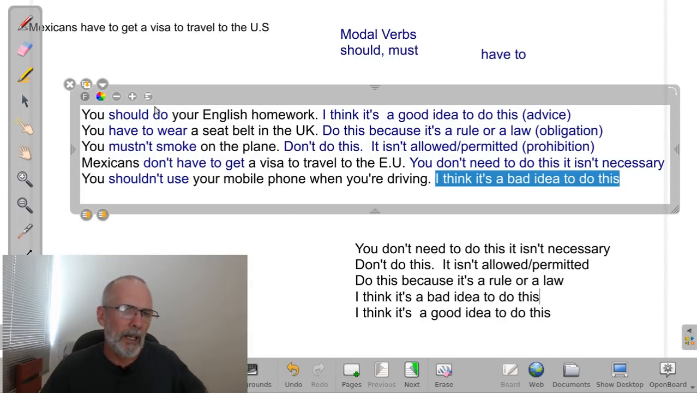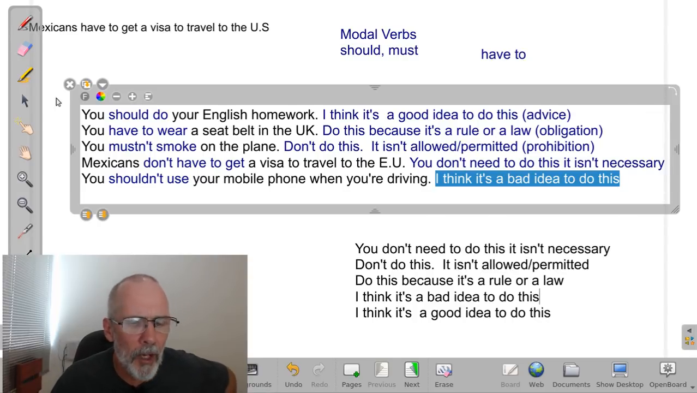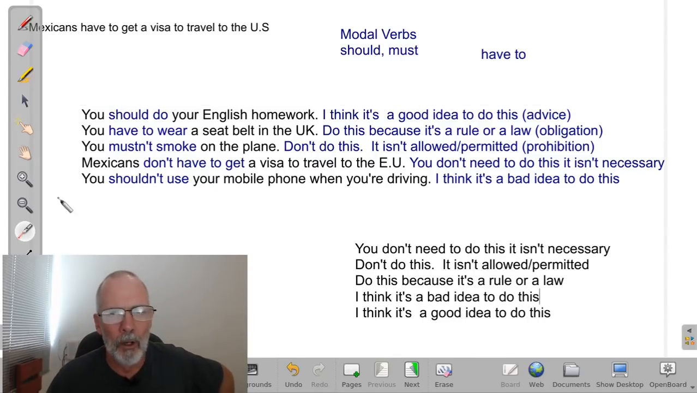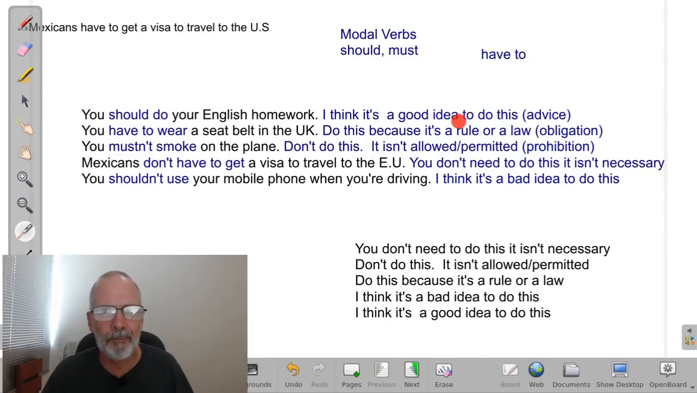So basically, let's go through them again then. The first one we saw is the modal should. When we say should, you should do your English homework, what we mean is I think it's a good idea. It's advice. It's a suggestion. It's a recommendation.